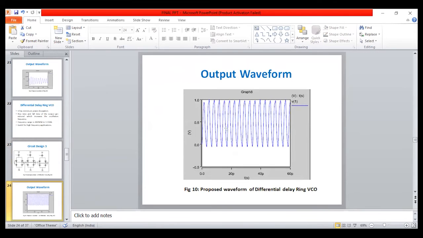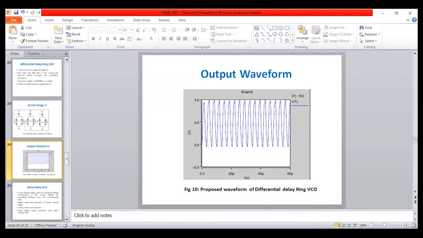In the VCO we get a sawtooth or triangle waveform. Here this is also a form of sawtooth because all the cycles are out of phase. One cycle, inverted second cycle, second and third, all are in the proper manner. We get the output result.